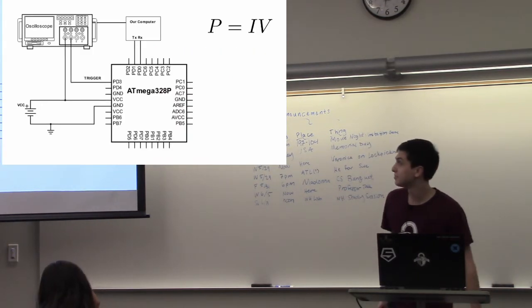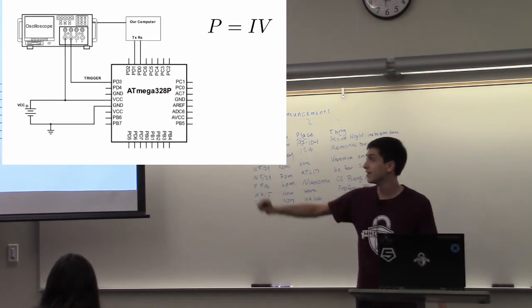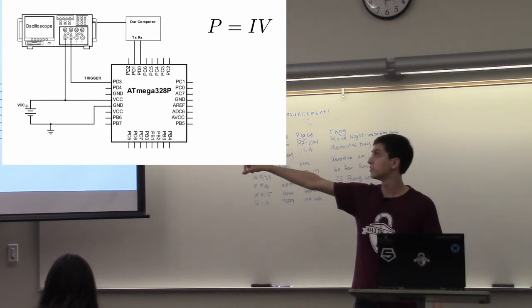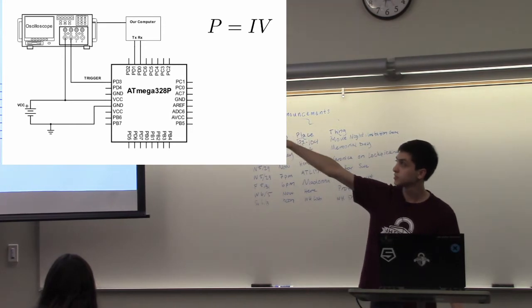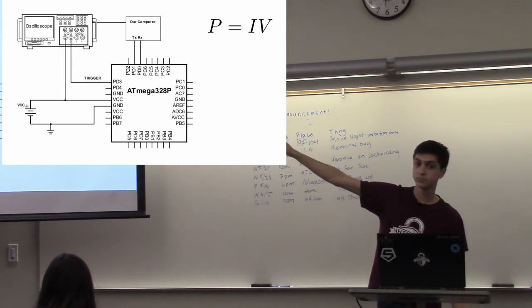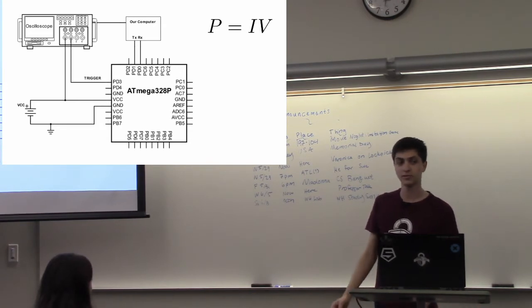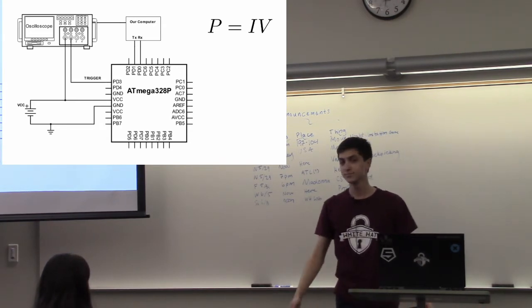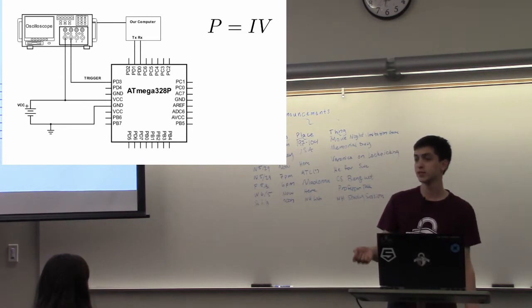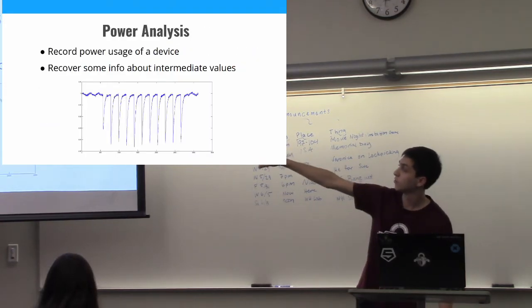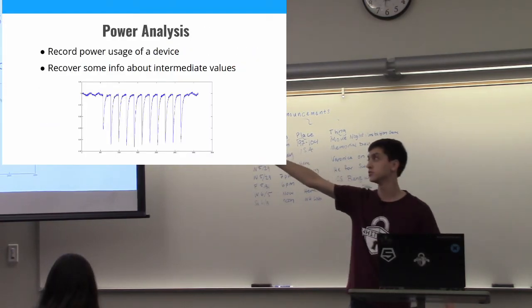So this is our setup. There's a lot going on here. The ATmega328P, that's the device we're measuring the power of. The thing in the top left is an oscilloscope, which measures voltage per time. So every X amount of seconds or microseconds or nanoseconds, it will record the voltage that it measures on the probe. So you'll end up getting something like that, where it's some amount of voltage per time.